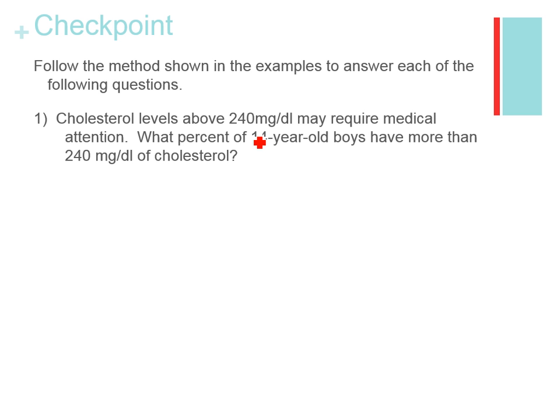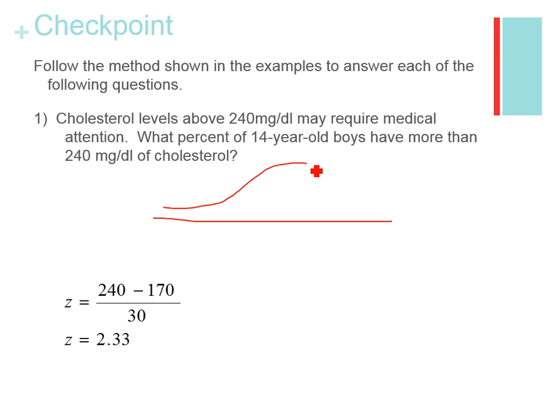With question number 1, you have cholesterol levels above 240 milligrams per deciliter may require medical attention. What percent of 14-year-old boys have more than 240 milligrams per deciliter of blood? So what I first want to know is, what's the z-score there? If I draw my normal curve, here's 170 down the middle, here's one standard deviation, that's 200. This would be 230, two standard deviations, so maybe 240 is right about here.